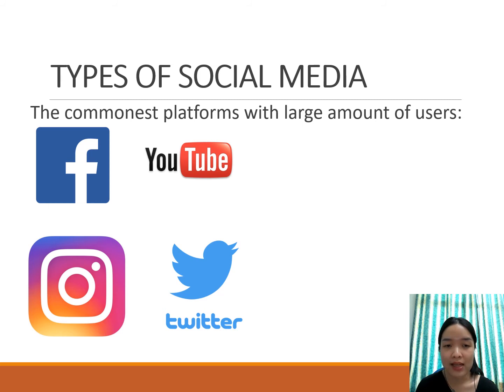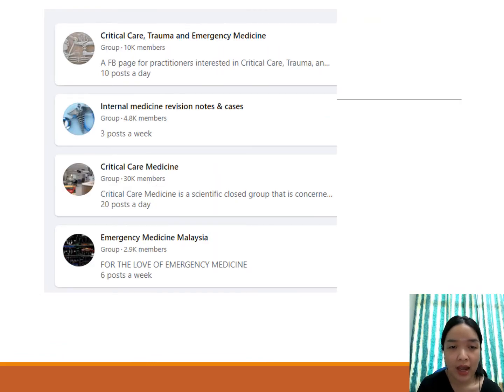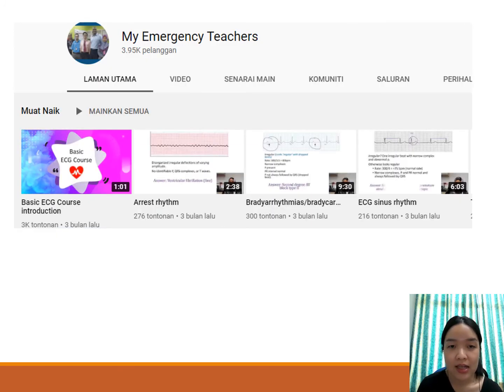So next, I would like to move on to types of social media. Here, I'm going to highlight some of the commonest platforms that are widely used by Malaysians. First of all, we can see Facebook, Instagram, YouTube, and Twitter. And here are some examples of Facebook groups and pages which allow knowledge sharing and case discussion.